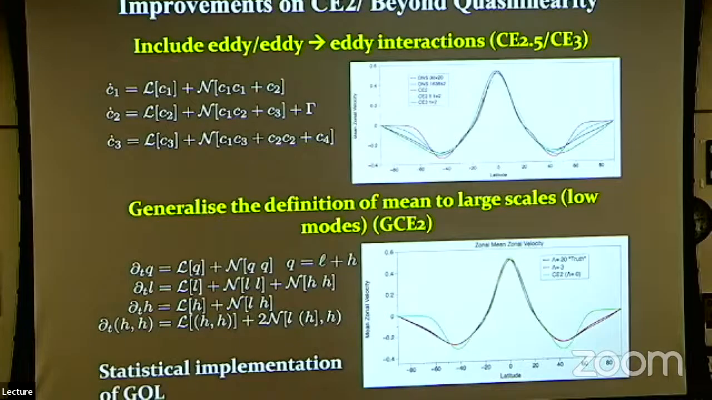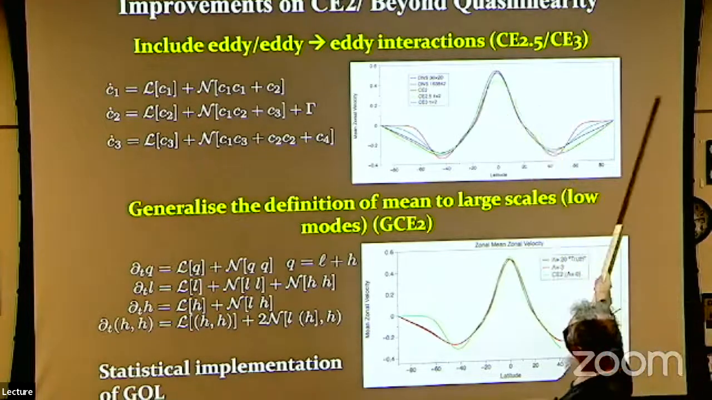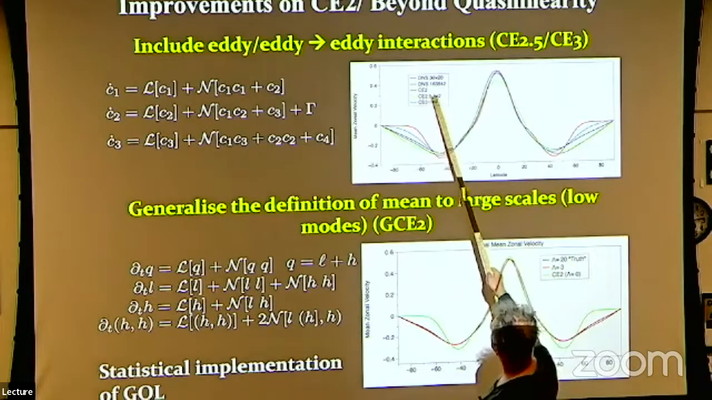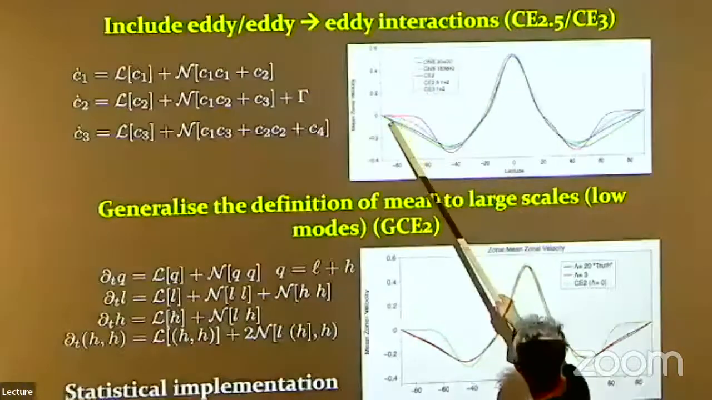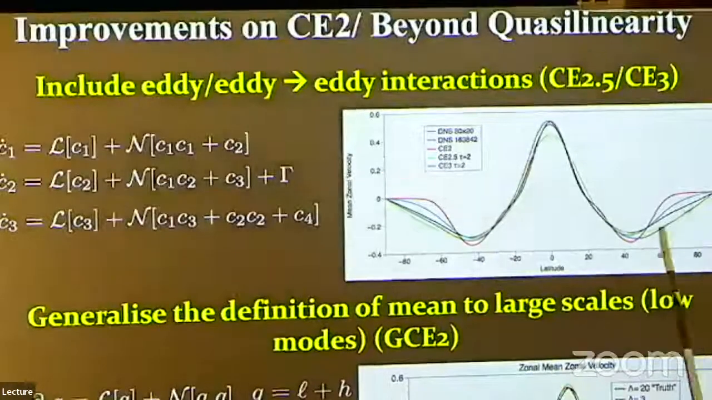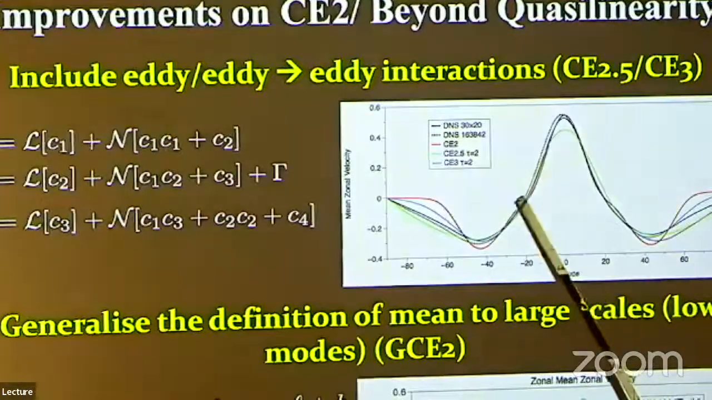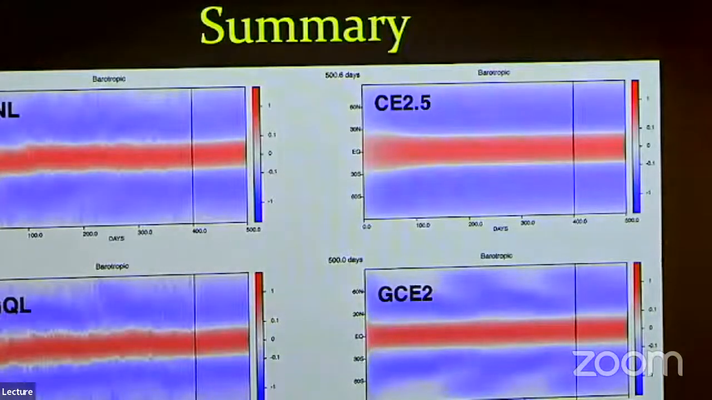But just very quickly, let me just talk about this one. This is one where we put in C3. If we put in C3, we start to be able to scatter energy towards the poles here. And we get a better approximation to the zonal jets. But as I say, if you want to see that, you can have a look at the paper.